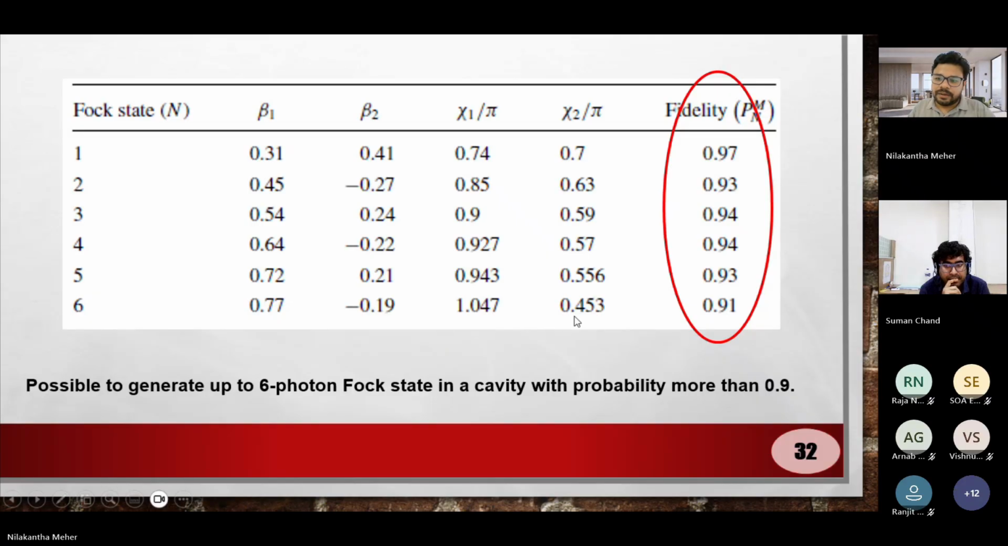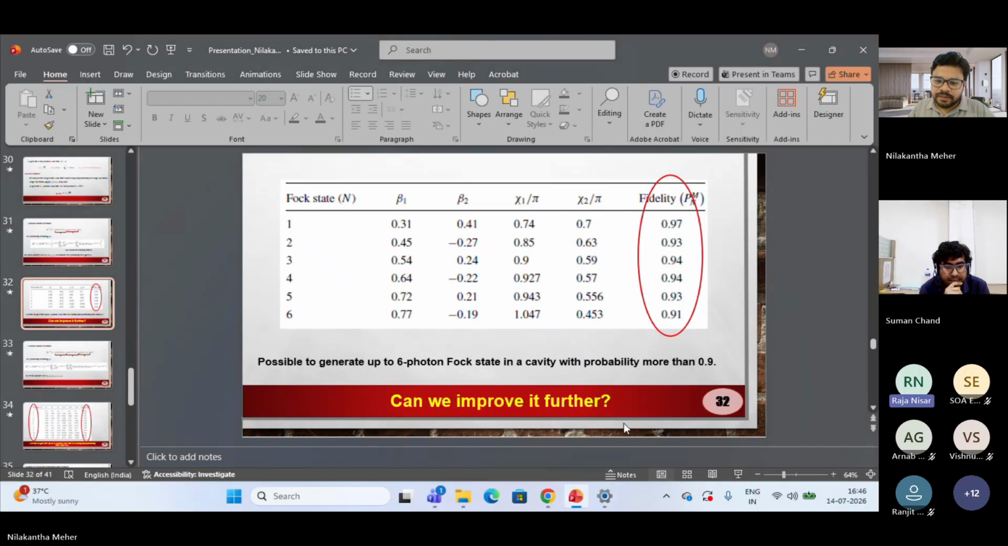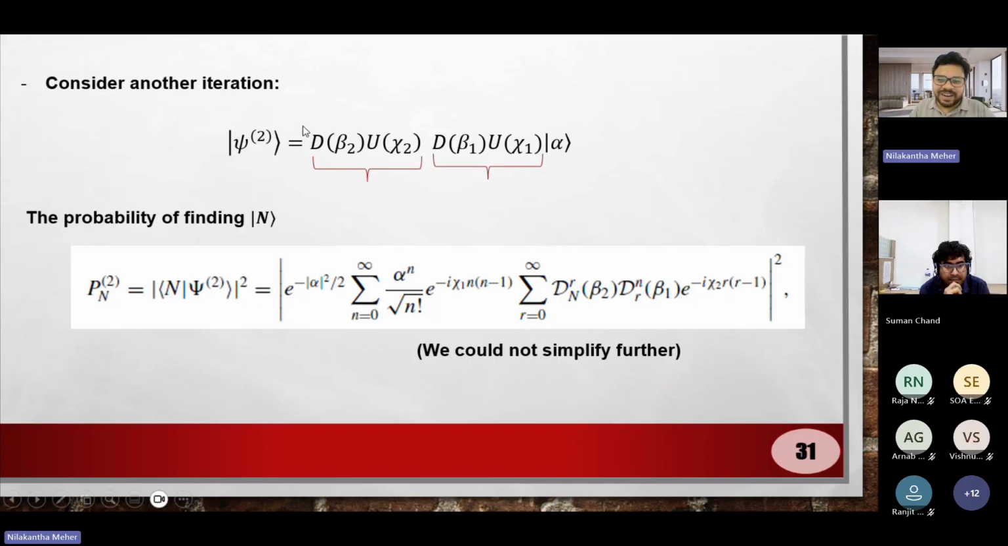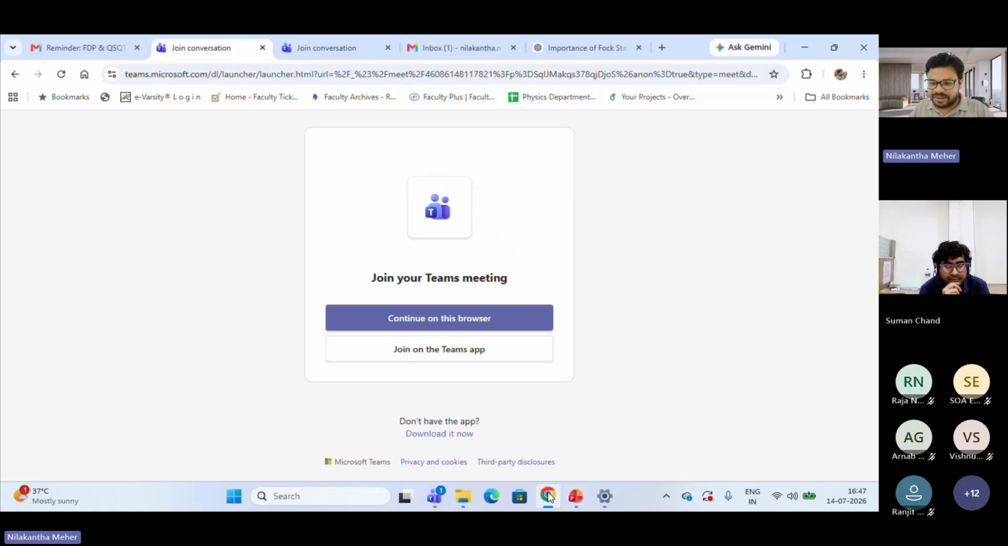Question: in the probability distribution you have the factor e to the power minus mod alpha squared by 2. Why should we take it within the modulus? Can't we take it outside the modulus? You can take it out. I wrote it that way, but you can take it out; it will be e to the power minus mod alpha square. There is no problem. Okay, fine. Thank you. Welcome.